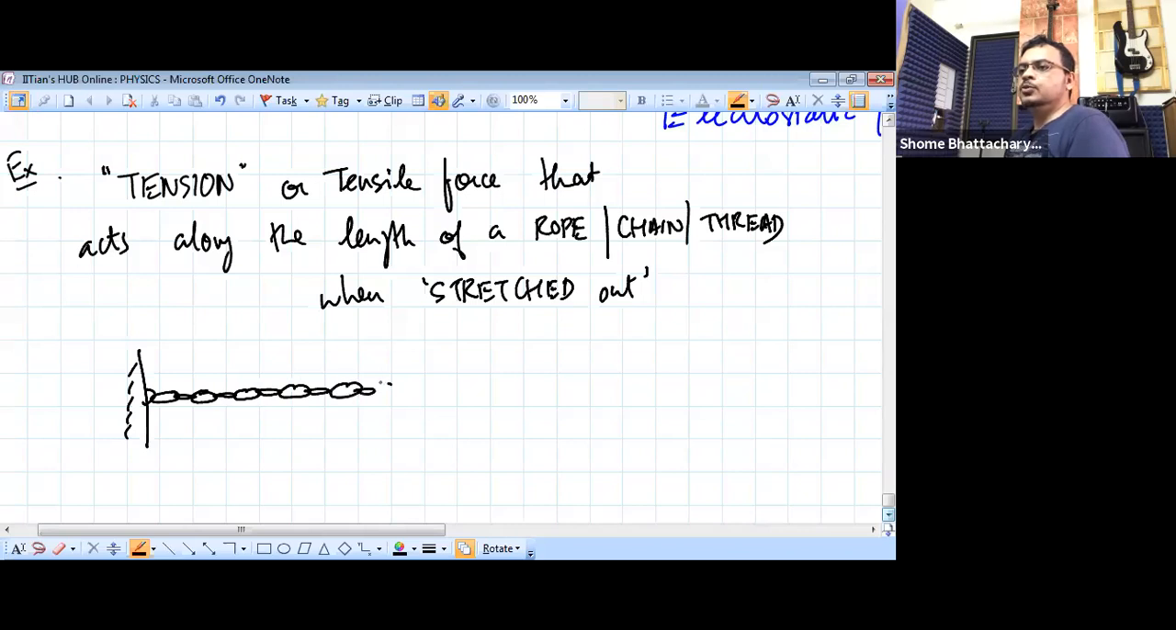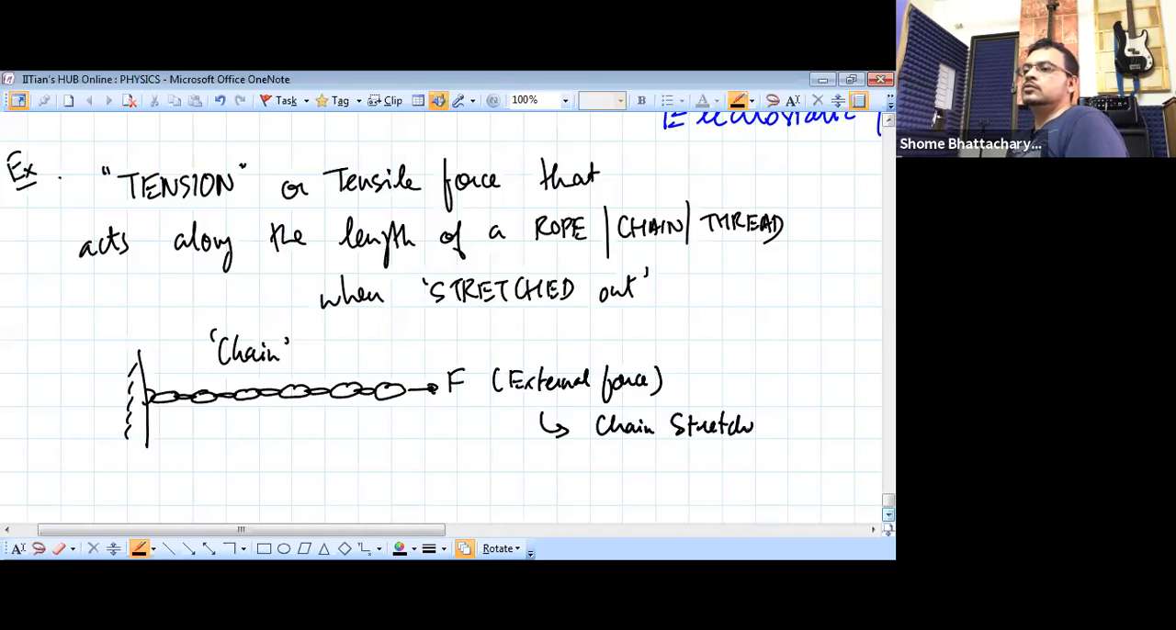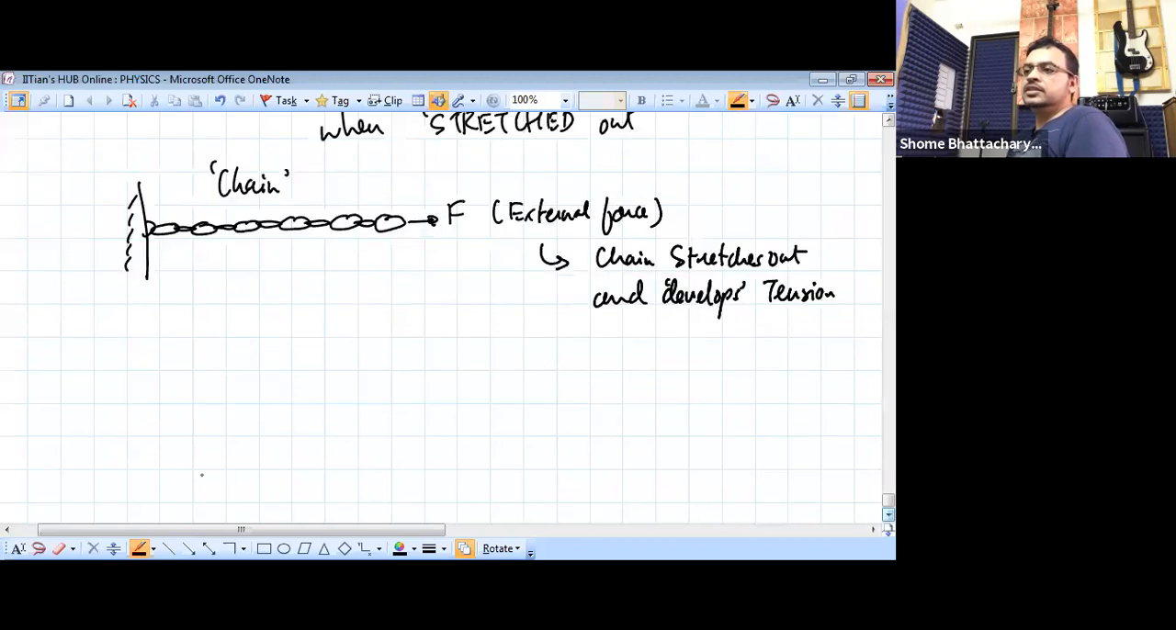So notice that if you are pulling the other side with the force F, there is a chain. There is a kind of interaction force that acts within the chain. So the moment you are pulling with an external force, you will see that the chain stretches out and develops tension. Whereas in the same example, if the chain was not stretched out, it's just lying on the floor, let's say.